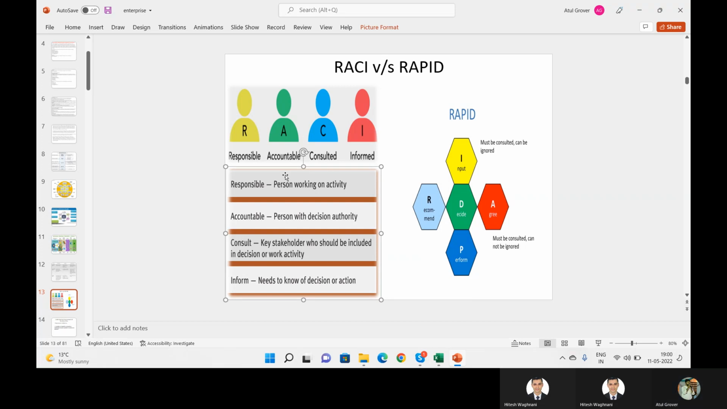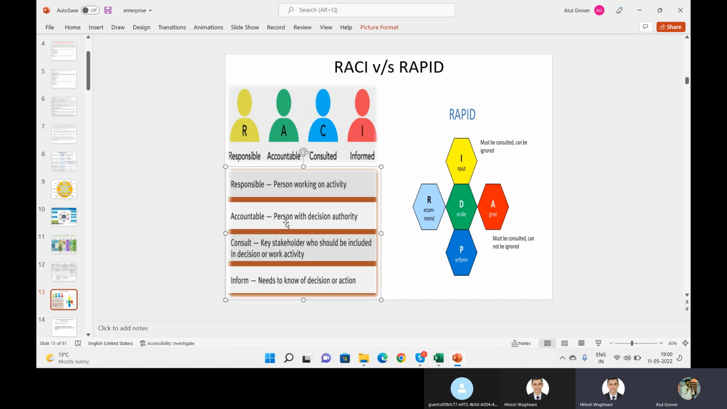So basically, when you talk about RACI, the decision driver is the person who is accountable? Not so much driver, who has the authority. Don't say driver, driver can be you as well. But who gives the sign off? Yes, he's the accountable. And for every activity, there will be only one accountable person. Only one accountable. That is a fundamental, because it's a thumb rule.